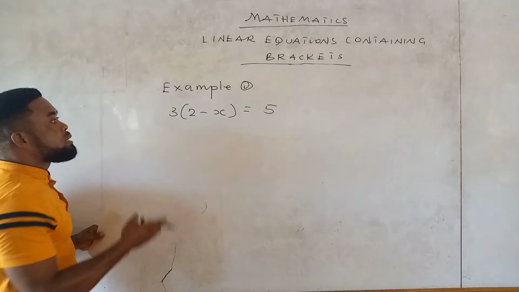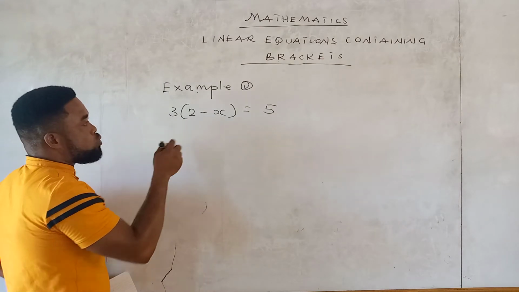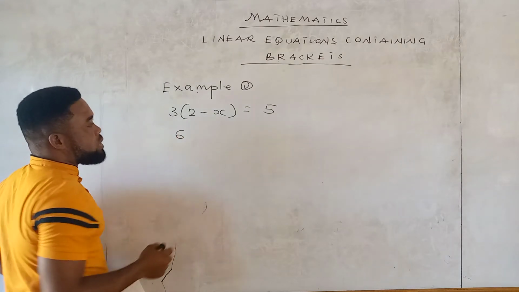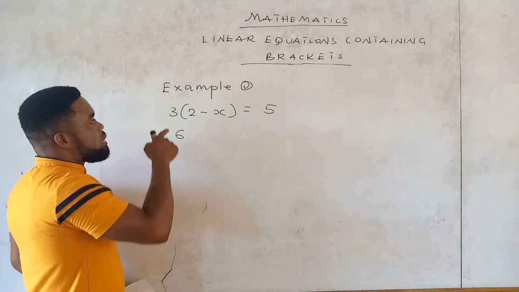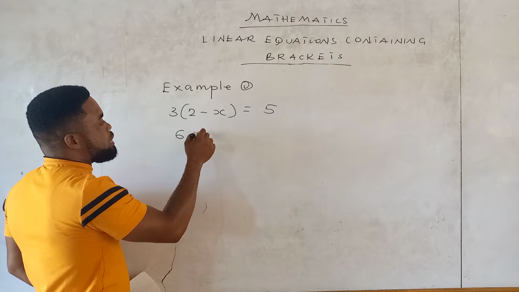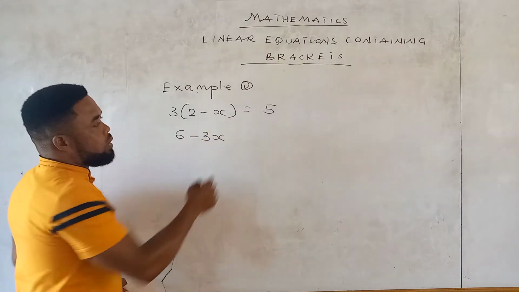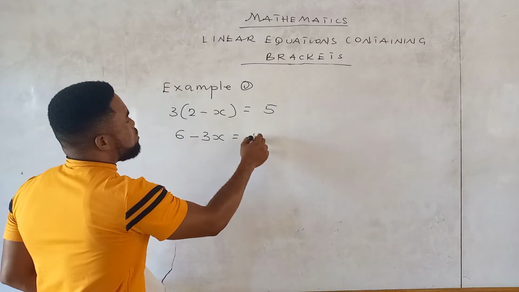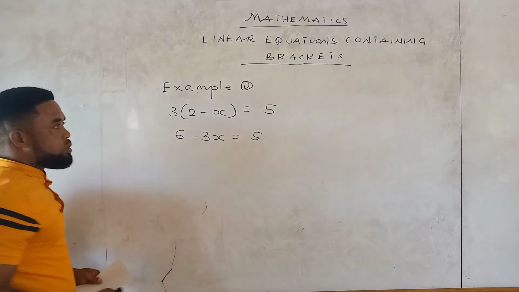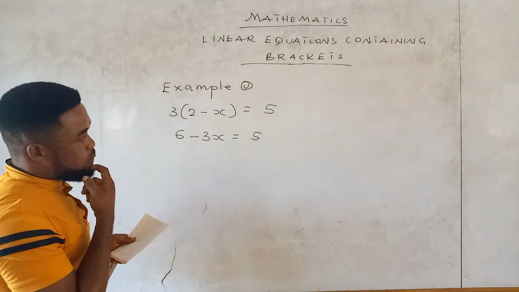So now let's look at it. We have positive 3 multiplying positive 2. We are going to have positive 6. Then positive 3 multiplying negative x should be negative 3x, equal to 5. As you can see, this is very simple.